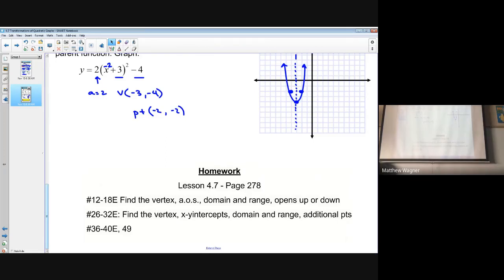Homework's listed on the bottom of the page. Make sure you know how to find your vertex, axis of symmetry, domain, range, x and y intercepts on every question, because that's what you're going to have to do on the quiz. Please make sure you know how to do it in every form, whether it be standard, vertex, or factored form. In all the forms, you need to be able to find those pieces of information. That is super important.